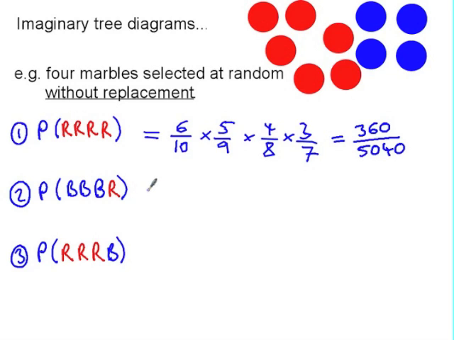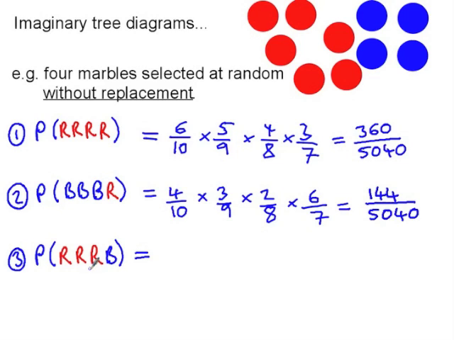Using the same strategy, the probability of selecting 3 blues followed by a red, I'm going to imagine tracing along the 3 blue branches followed by the red. To start with, I've got 4 out of 10 blues, and because it's without replacement, the number of marbles in the bag is going to go down by 1 each time. And I'm selecting 3 blues in a row, so that number is going to decrease by 1 each time. But then the last one is a red, and there are still 6 reds in the bag.